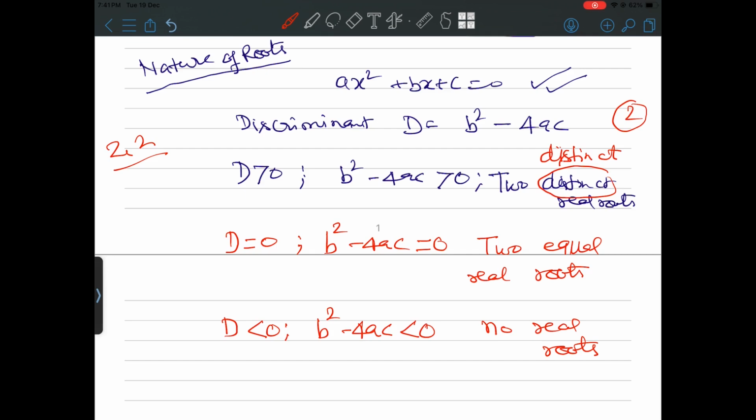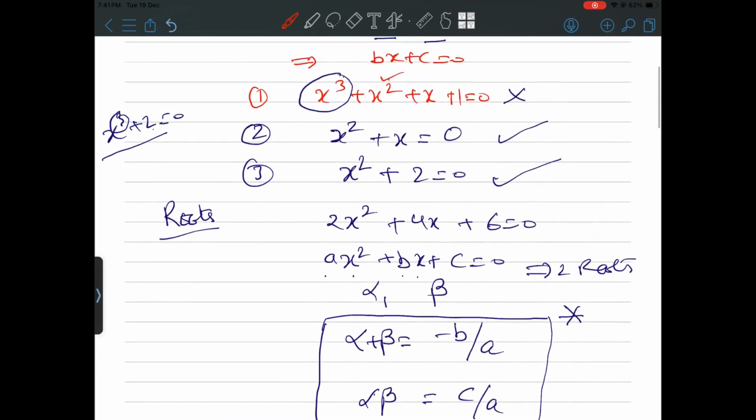But from your syllabus point of view, right now, you can understand these three things. Whenever D is positive, you will have two distinct real roots. Whenever D is equal to 0, or b square minus 4ac is equal to 0, you will have two equal real roots. And when the discriminant is negative in nature, you will have no real roots. Okay. So let's revise what we have understood till now. Let's go back to our notes.